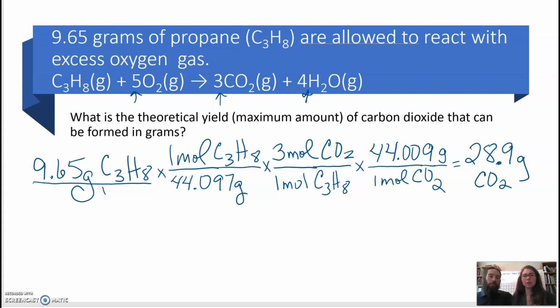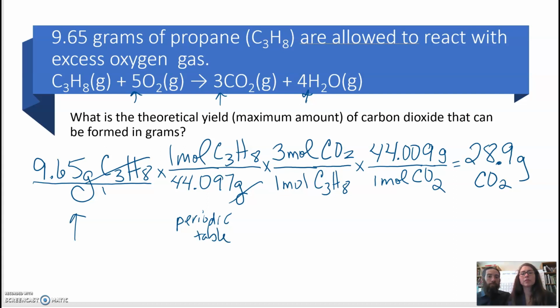We start with what we know that's not a factor, and that is our 9.65 grams of propane. So I'm going to start with that on the left and continue to cancel units. And so I'm going to put my grams of propane in the denominator. This is from the periodic table, our molar mass of propane.